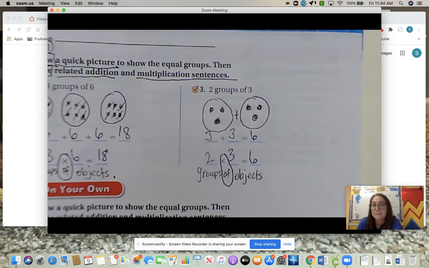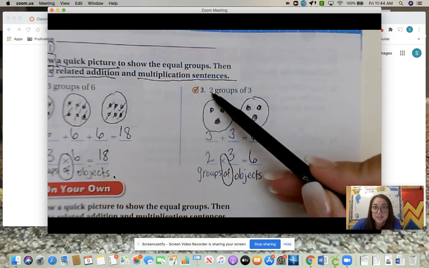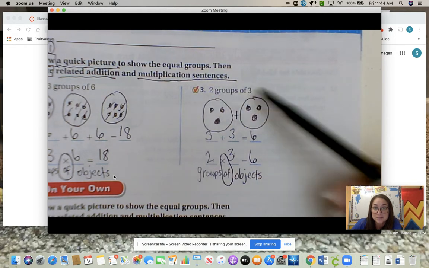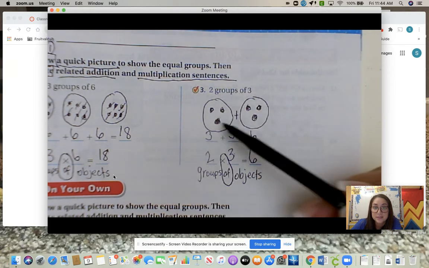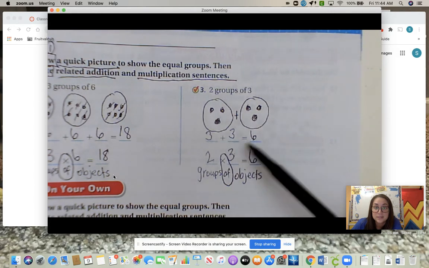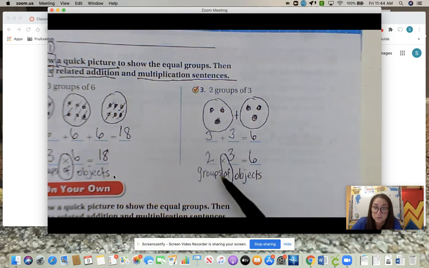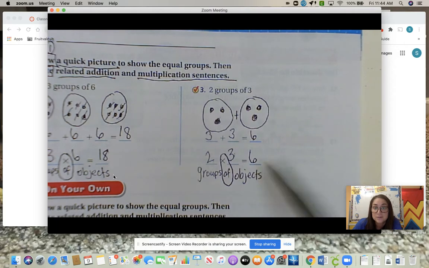Number 3. Now you have 2 groups of 3. So it's the same as saying 2 times 3. So you have your 2 groups. You have 3 in each. So it's 3 plus 3 equals 6. Your multiplication is, your groups are always first. So you have 2 groups of, that's our multiplication, 3 in each. So 3 objects in each. 1, 2, 3, 1, 2, 3, which equals 6.